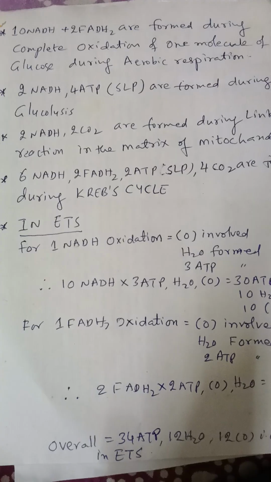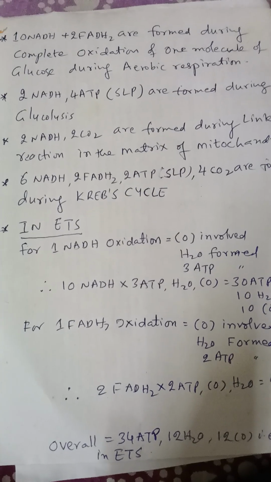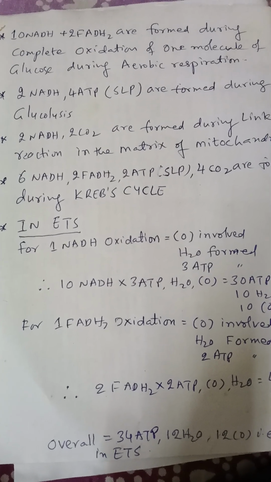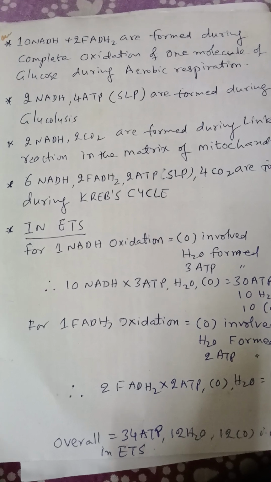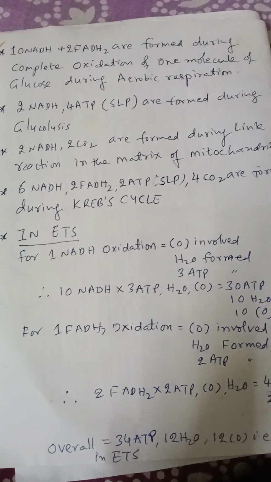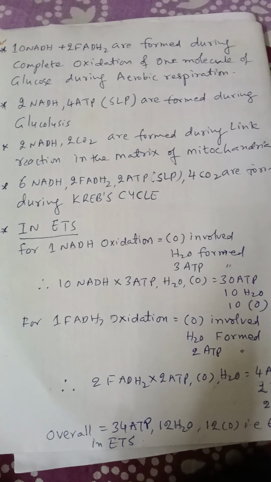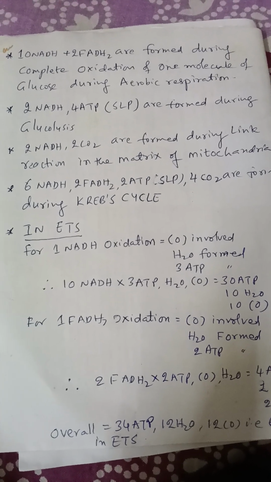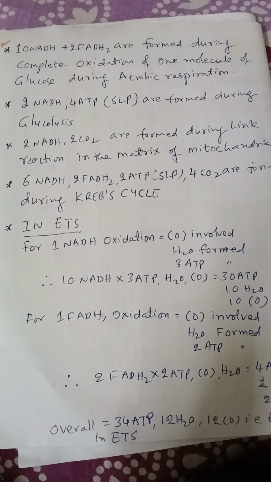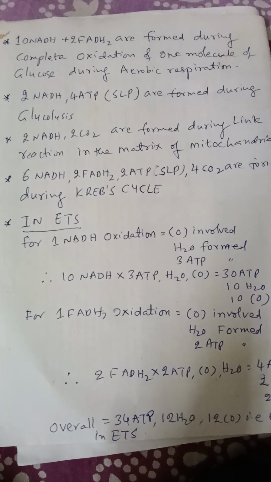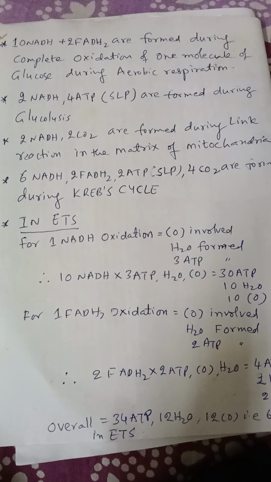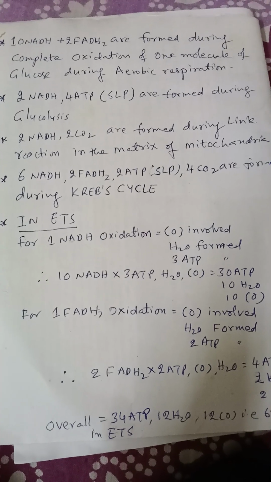And 6 NADH, 2 FADH2, 2 ATPs, and these 2 ATPs are formed by substrate level phosphorylation, and 4 CO2 are formed in this Krebs cycle. So why are these NADH and FADH2 formed? Because of their oxidation in the electron transport system, they can form ATP.